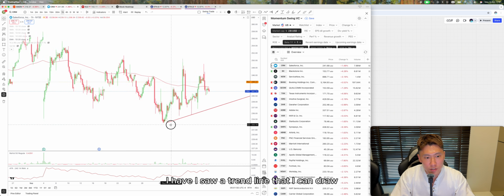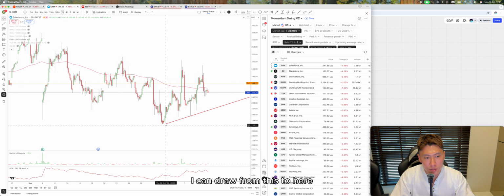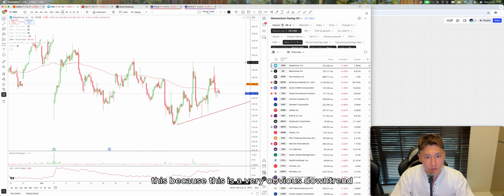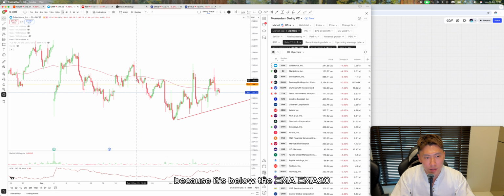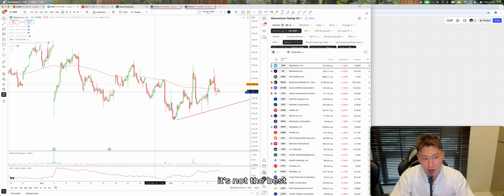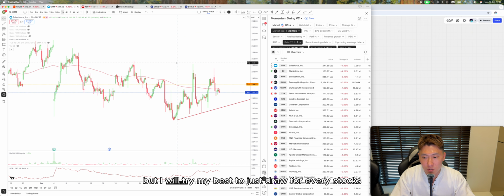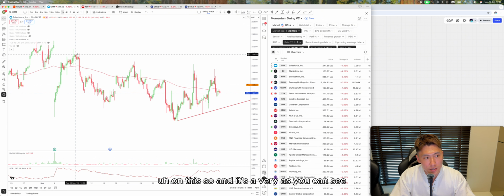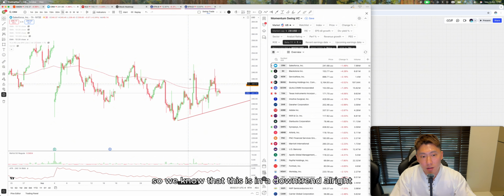I saw a trend line that I can draw. I can draw from this to here, because this is a very obvious downtrend, because it's below the EMA 20. It's not the best because it's been chopping over the EMA 20. It's not the best stock, but I will try my best to just draw for every stock on these. As you can see, the market structure is quite apparent. There's a lower high, lower low, lower high, lower low. So we know that this is in a downtrend, right?